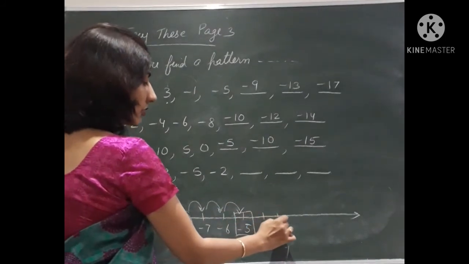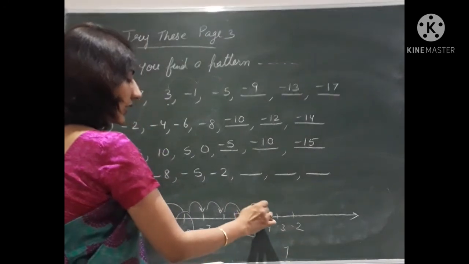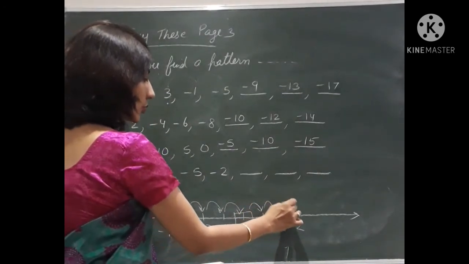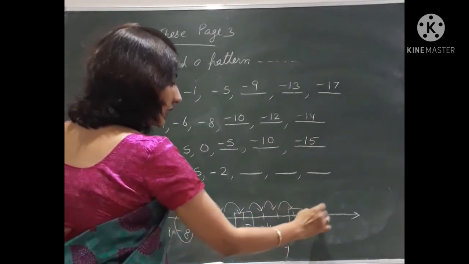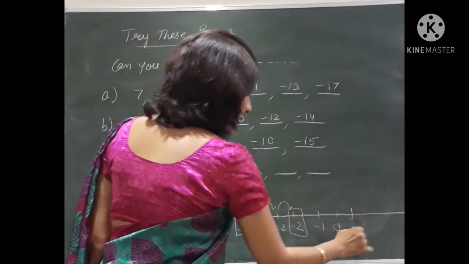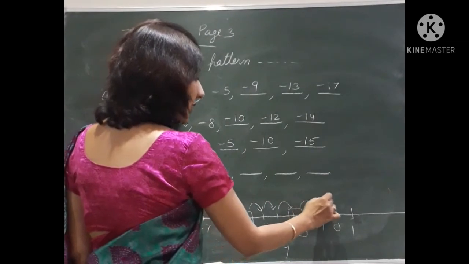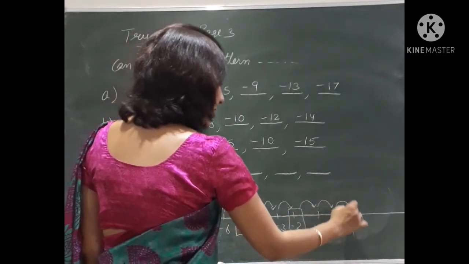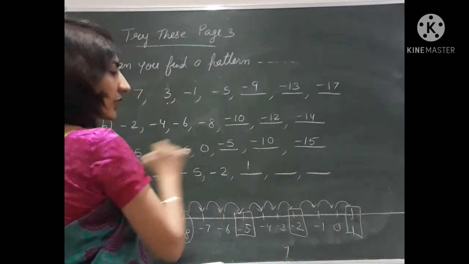Then minus 4, minus 3, minus 2. Again a jump of 3. 1, 2, 3. I reached minus 2. Then minus 1, 0. You can extend this number line. Then 1. Again a jump of 3. 1, 2, 3. So I reached here at 1. So here 1 will come.